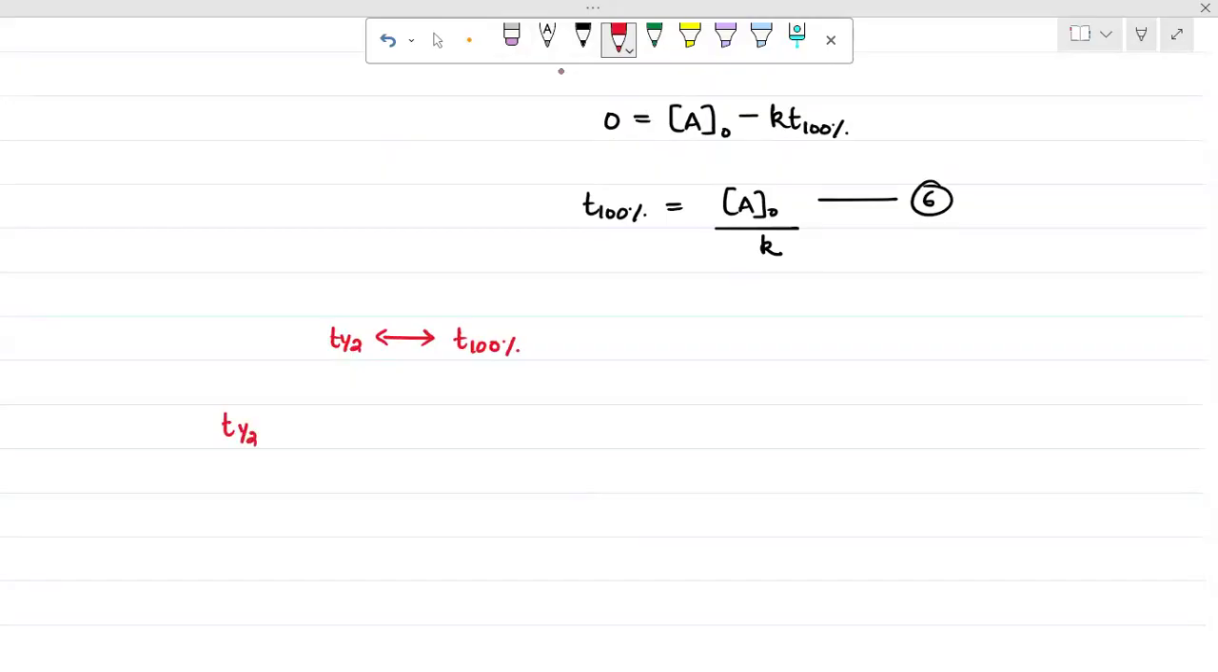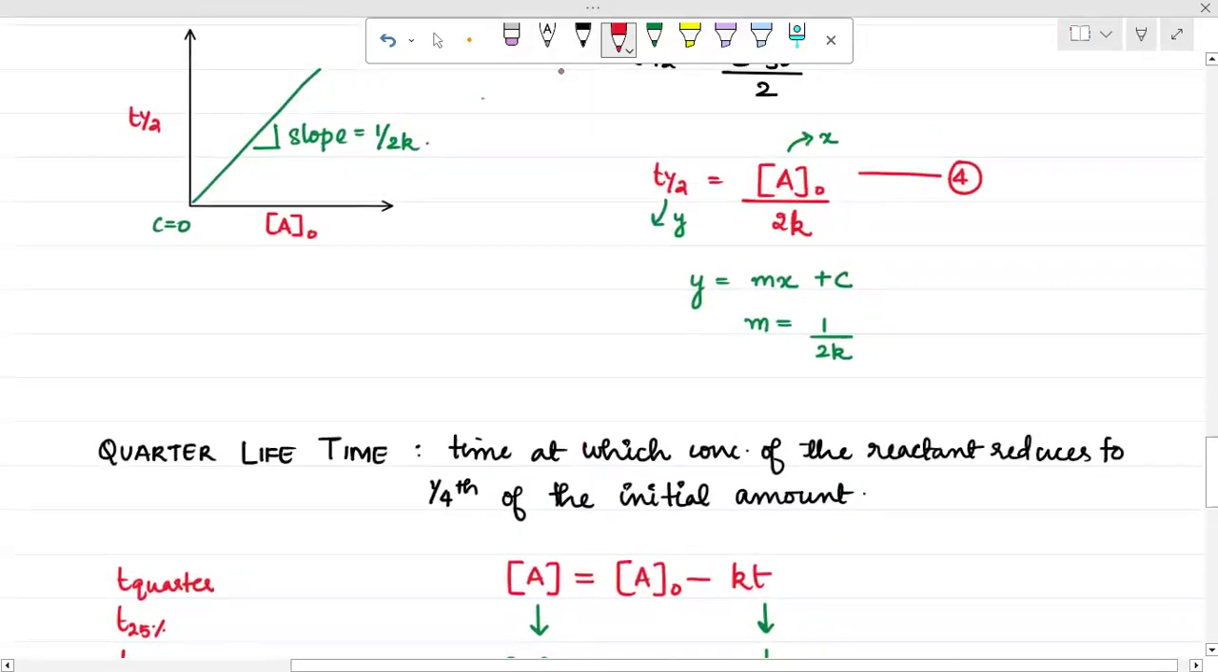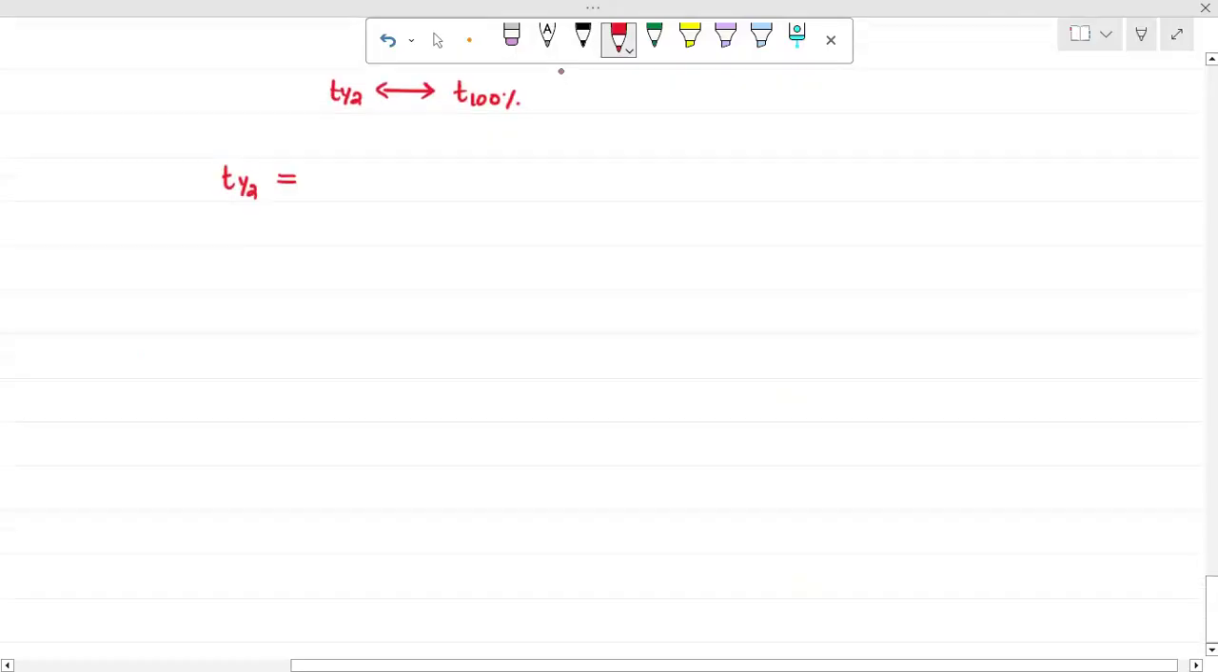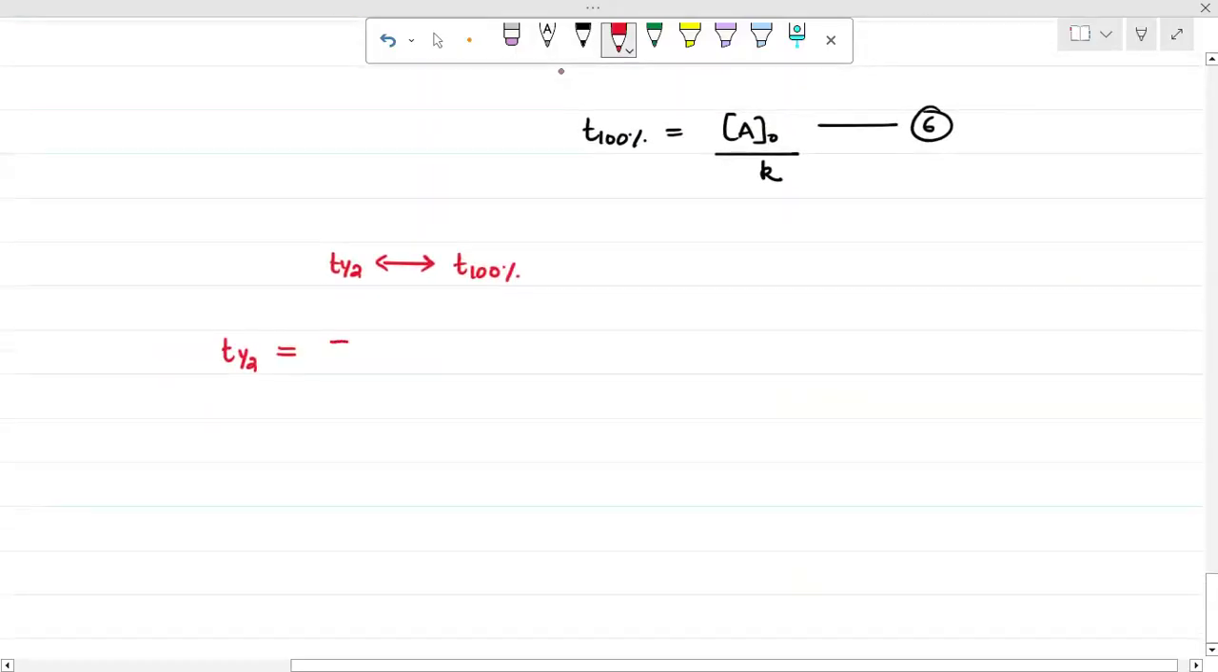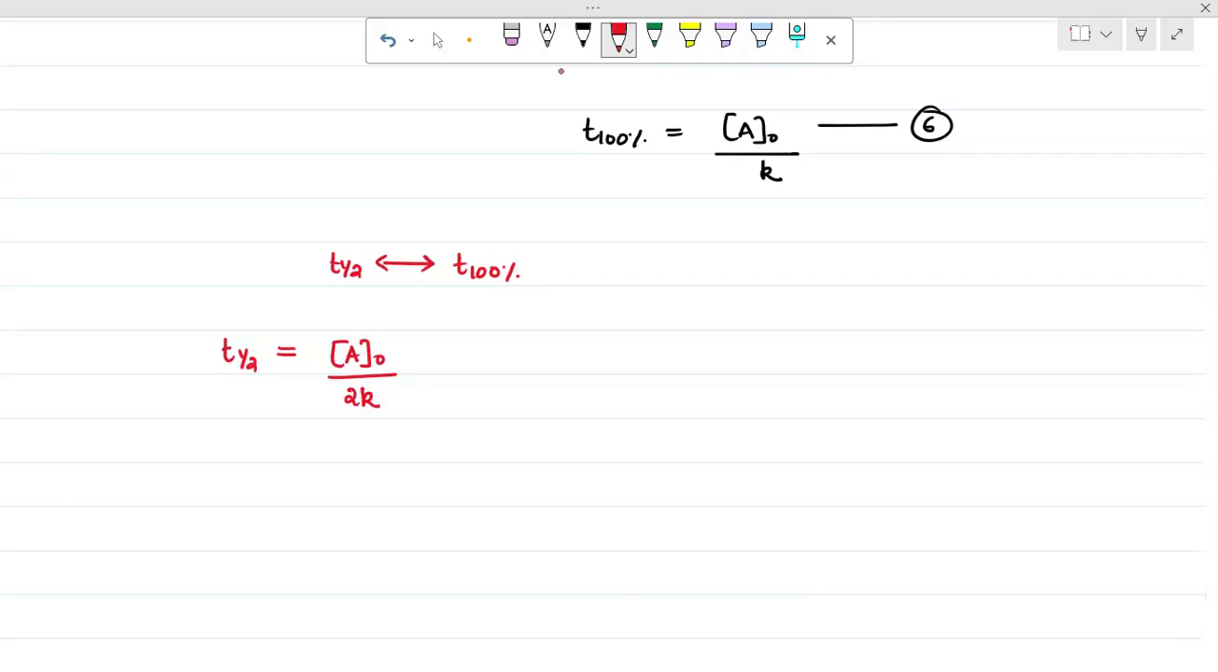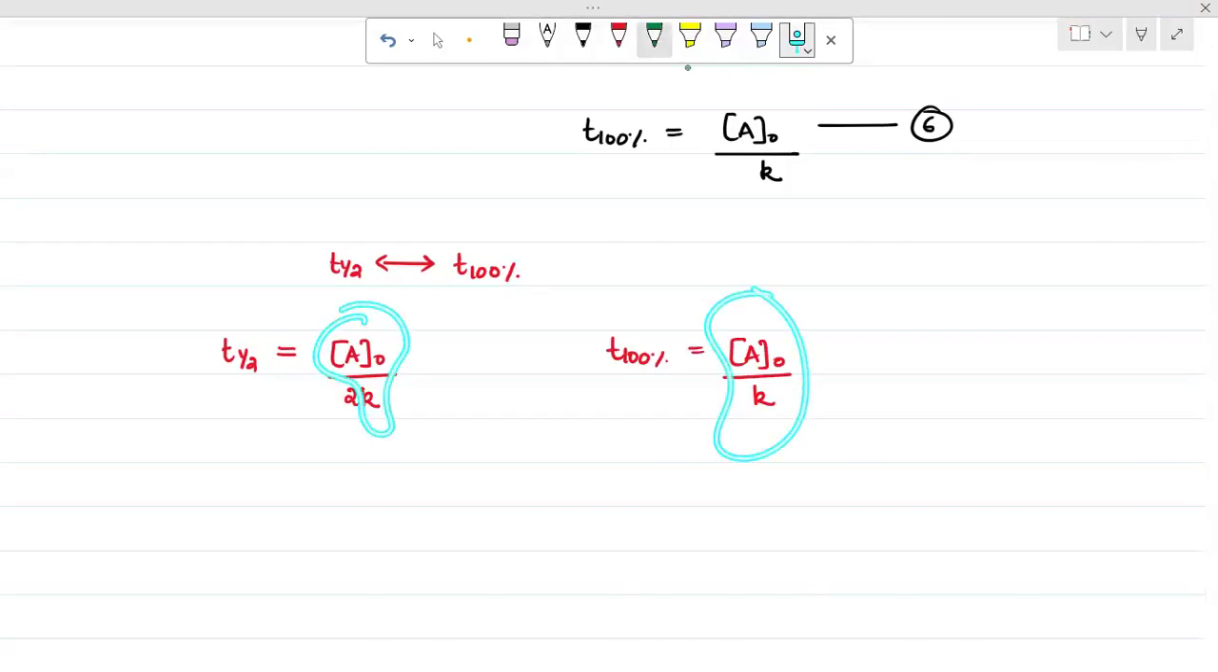We know that t half from number 4 is A0 by 2k. And from equation number 6, we know that t 100% is equal to A0 by k. Now, how can you relate it? See, this is A0 by k. This is also A0 by k. So I can write it like t half is equal to t 100% by 2.